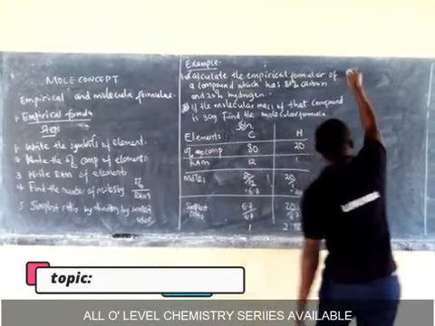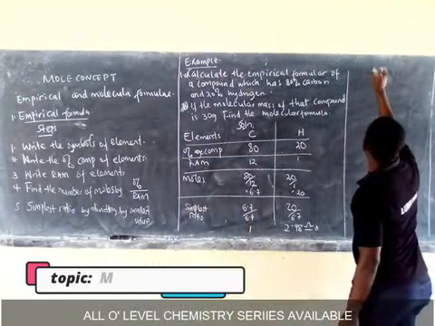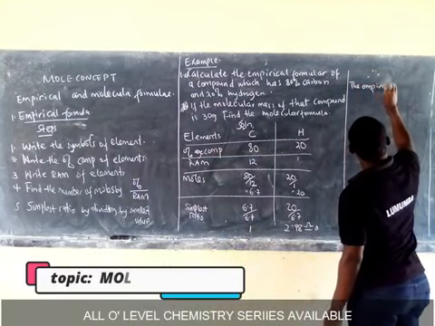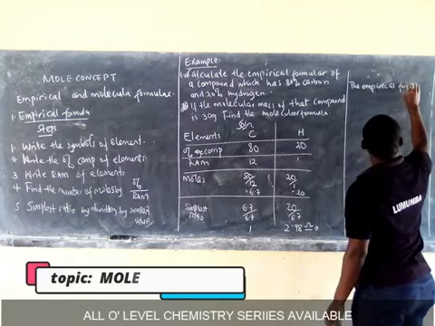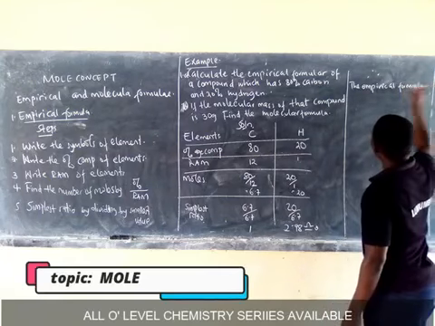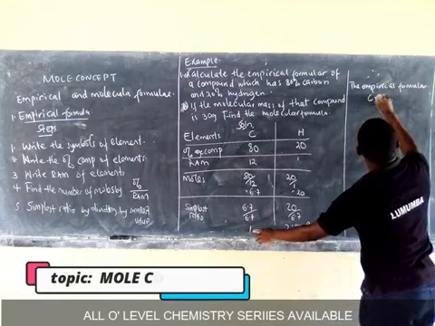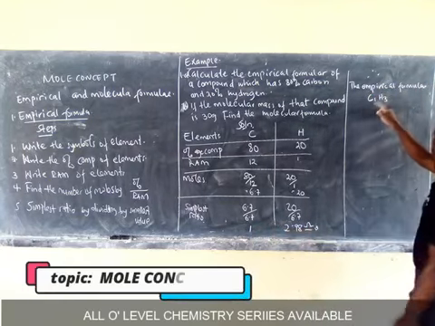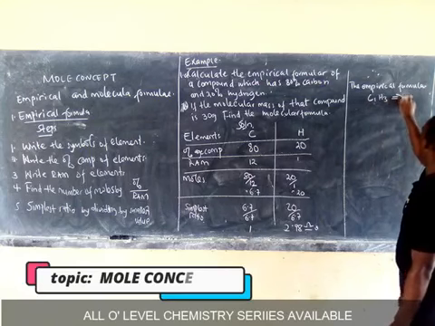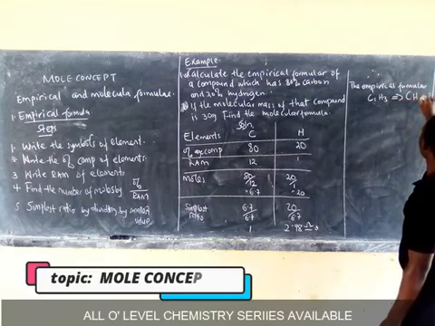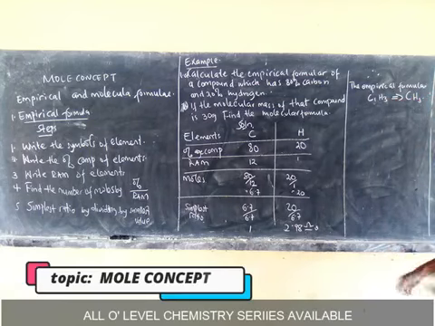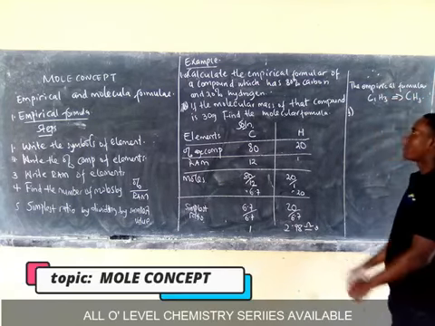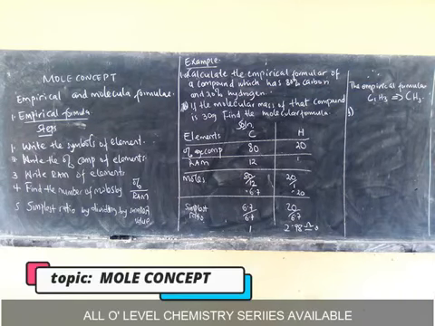Therefore, the empirical formula is equal to C. C has 1, then hydrogen has 3. But it is better not to write the 1, so the empirical formula becomes CH3. That is part A. So part B, the molecular mass of that compound is 30 grams.